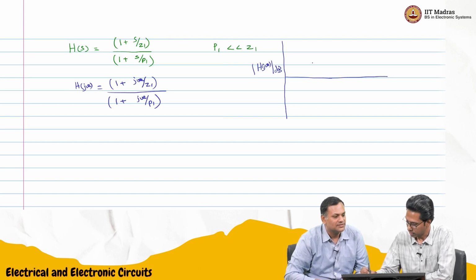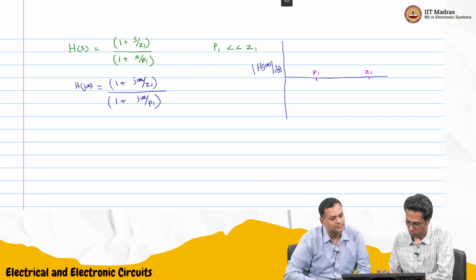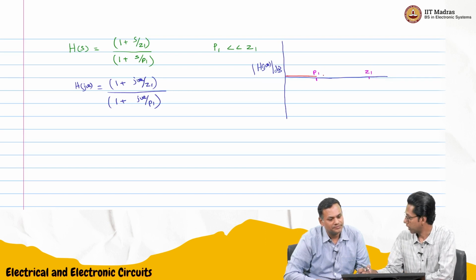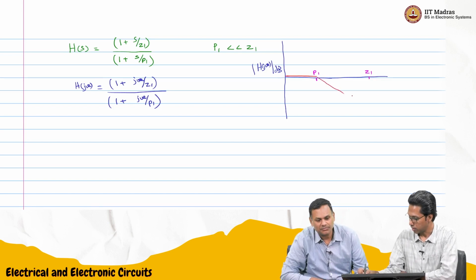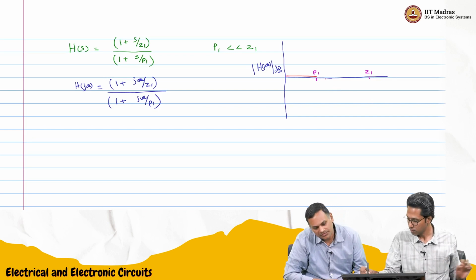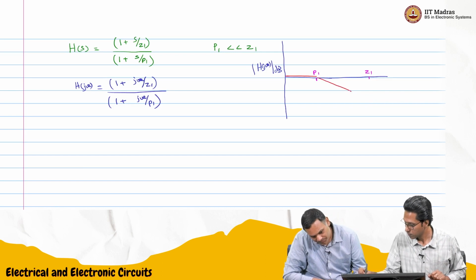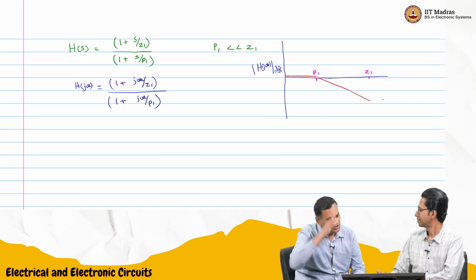Let's say P1 is somewhere here and Z1 is here. Till P1, there is no gain. Then there will be minus 20 dB per decade. If you only had the pole, it will continue to go like that.